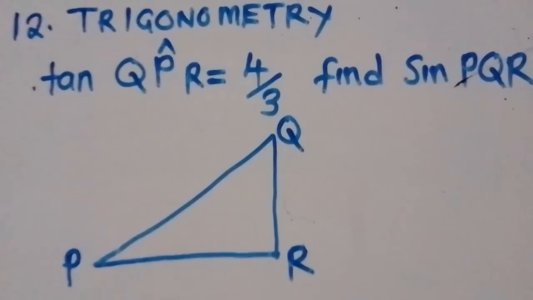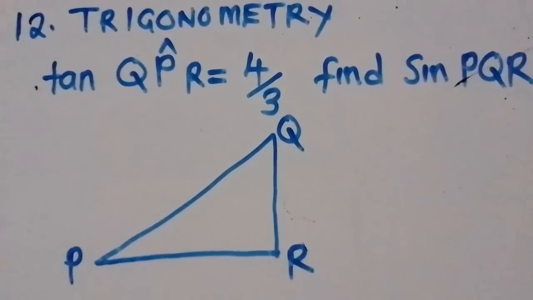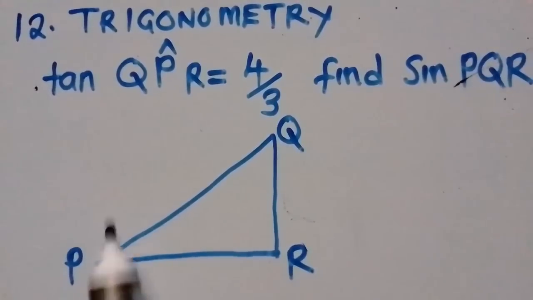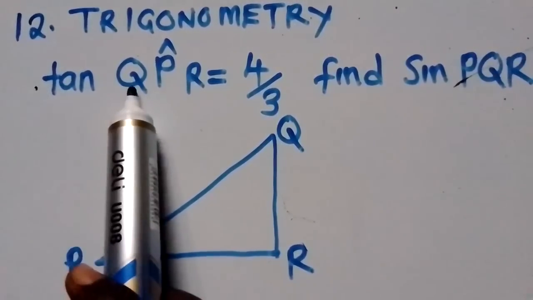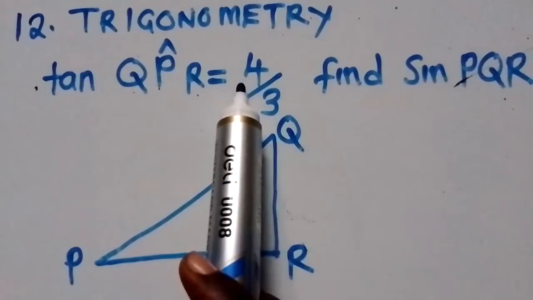So now we go to trigonometry. This is paper 1 trigonometry. These are the questions that you are going to find. So what are we given? It's saying tan QPR is equal to 4 over 3.